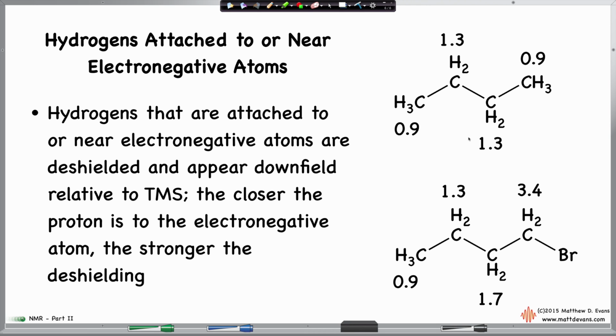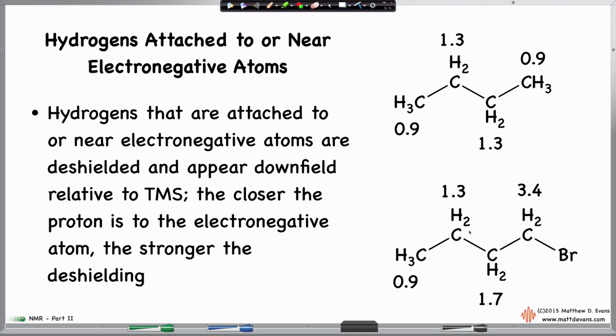Now, hydrogens attached to or near electronegative atoms, I've already started to talk about this. So we saw a chlorine example just a second ago. Now let's look at this butane molecule, and here are the normal shift values for all the hydrogens. Now these methyl groups on the end, these are magnetically equivalent. They're both 0.9 ppm, fairly close to TMS because they're fairly shielded. There's nothing special about these. Same goes for these CH2s, these methylenes. They're not much different from the methyl groups. They're fairly shielded, nothing going on here. Now, as soon as we replace one of these end hydrogens with a bromine, notice what happens to the shift values.